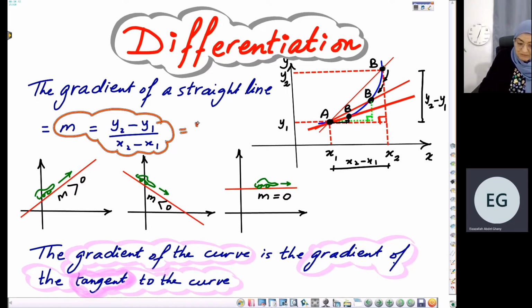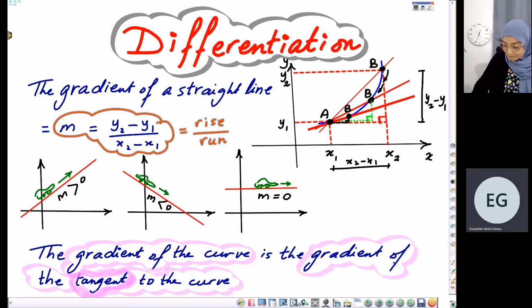We usually say it is rise over run. What's the gradient of any line? Choosing any 2 points on the line, it's y2 minus y1 upon x2 minus x1. Repeat, y2 minus y1 upon x2 minus x1.